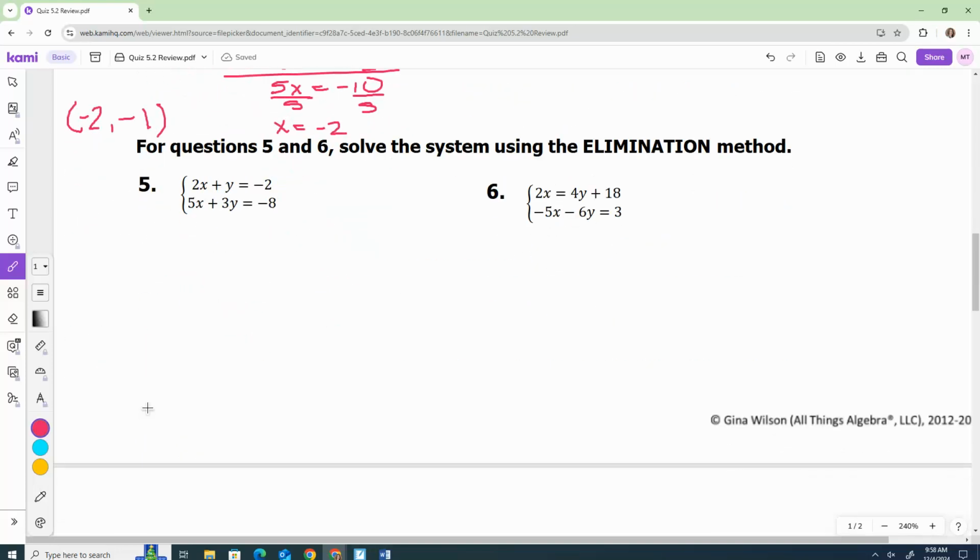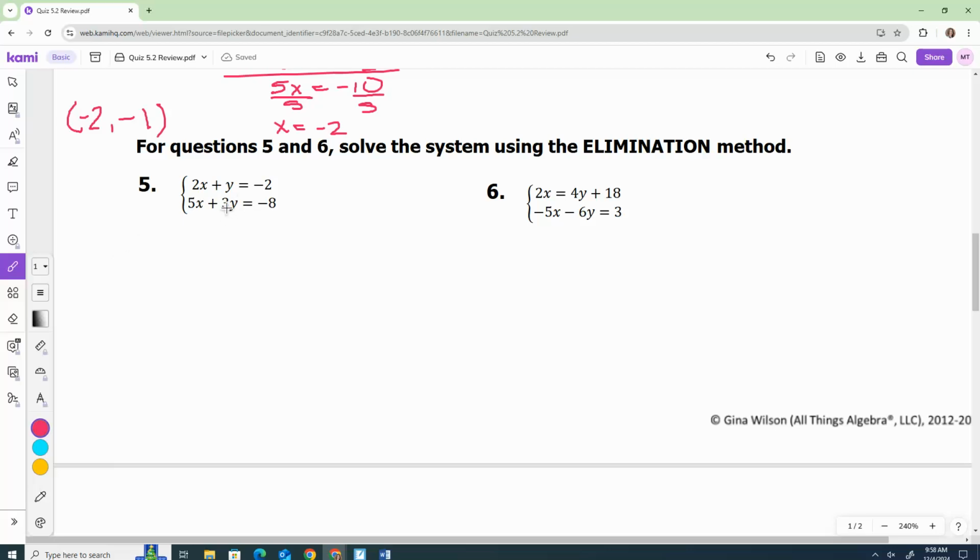So in order for them to cancel when I add them together, they have to be the same number but opposite signs. We need a positive and a negative. When I'm looking at this, nothing cancels right now. So we have to decide which variable we want to cancel first. Which one do you want to get rid of?